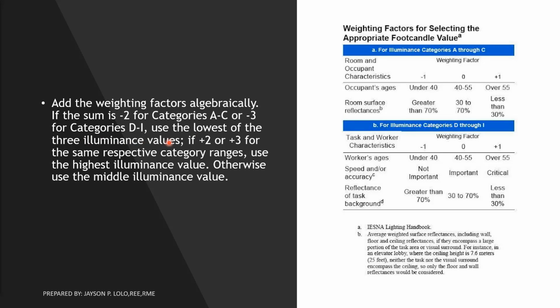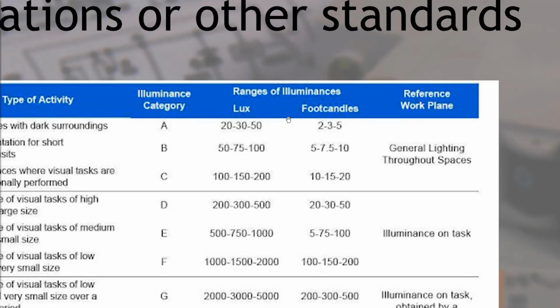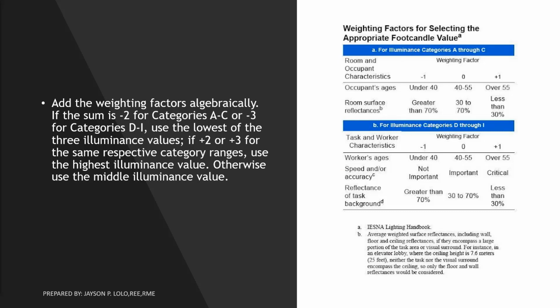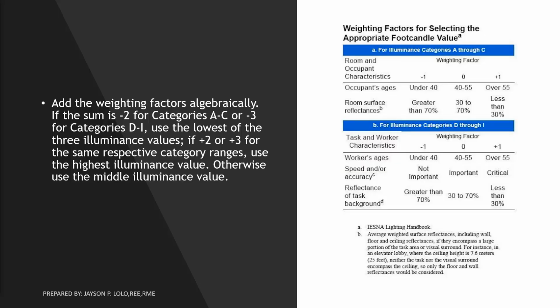Where do we get the 3 illuminance values? From the table earlier in step 1 and step 2. So the illuminance tables are in lux and foot-candles. Let's say 20, 30 and 50. Let's assume that. So let's go back. If it is negative 2 and negative 3, use the lowest of the 3 illuminance levels. So among the 3, 20, 30, 50, the lowest is 20.